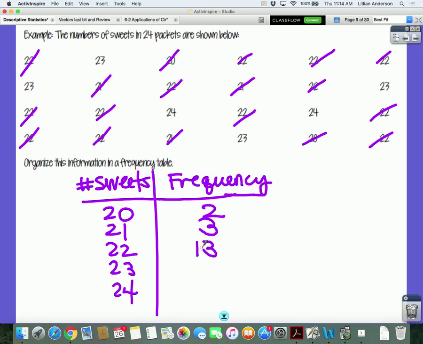You're wrong. How many 23s? 4. 1, 2, 3, 4. And how many 24s? 2. This is a frequency table.